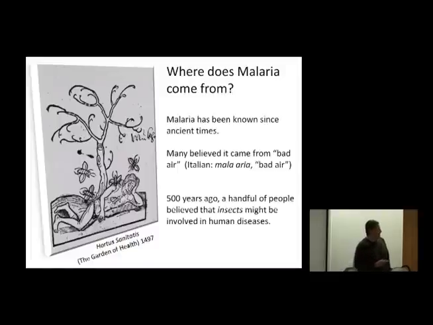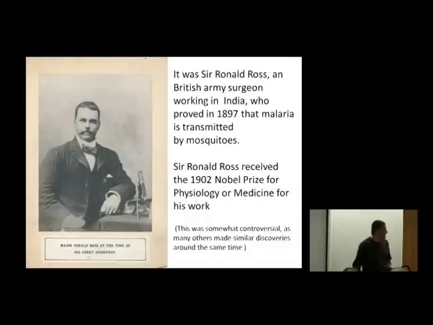Even 500 years ago, as you see by this woodcut, some people actually did think possibly insects communicated malaria, but they weren't really sure, so no way to prove it. But about 100 years ago, this gentleman here, who's an English military surgeon, actually was able to prove that malaria was spread by insects. He did this actually by testing on live humans, you know, volunteers in quotation marks. He couldn't do that today, but nevertheless, he's actually able to prove this. It's a great breakthrough. And for his work, he actually won the Nobel Prize in 1902. I should actually say briefly, this was very controversial because there were many other people doing very similar work at the same time, but he was the first guy to actually get the prize.